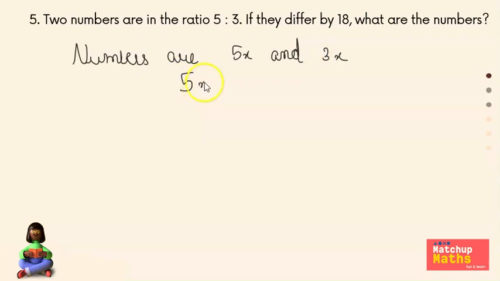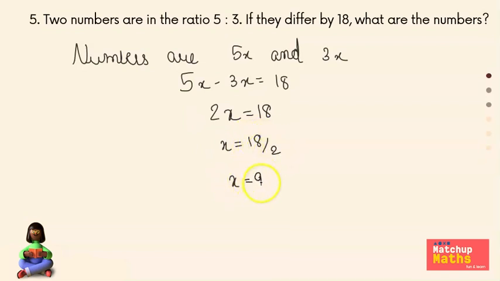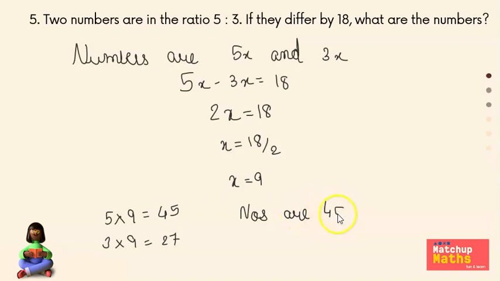So here it will be 5x minus 3x is equal to 18. So 2x is equal to 18. So we get x is equal to 18 by 2. So x is equal to 9. So see, we have assumed that the numbers are 5x and 3x. So the first number will be 5 into 9, that is 45, and the other number will be 3 into 9, that is 27. So the numbers are 45 and 27.